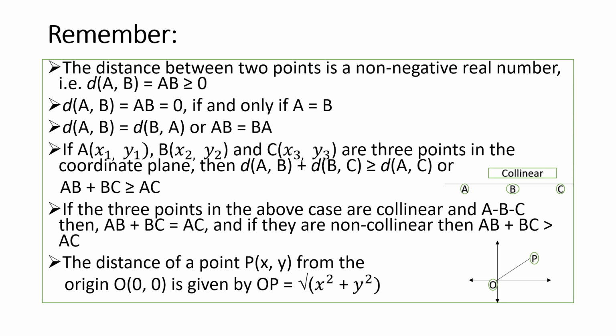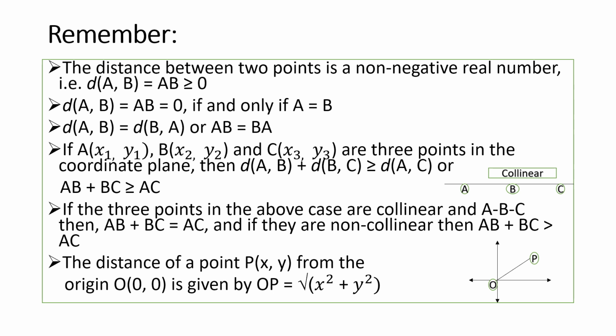The distance between two points is always a non-negative real number. That means distance AB is always greater than or equal to 0. It is very clear, distance cannot be negative. Distance between A and B is 0 if and only if A and B are the same points. Distance between A and B is the same as distance between B and A, meaning AB is equal to BA.